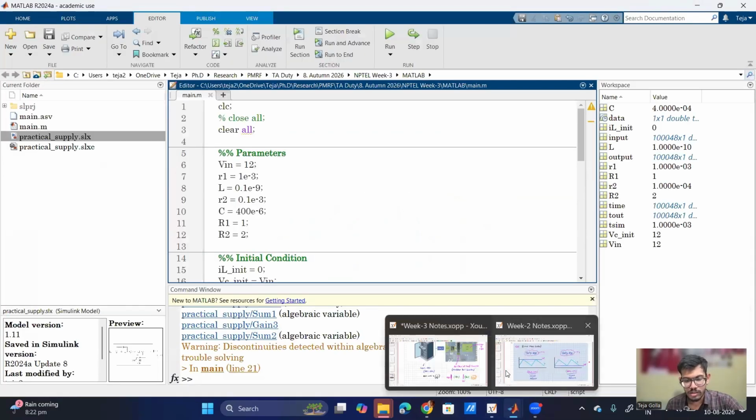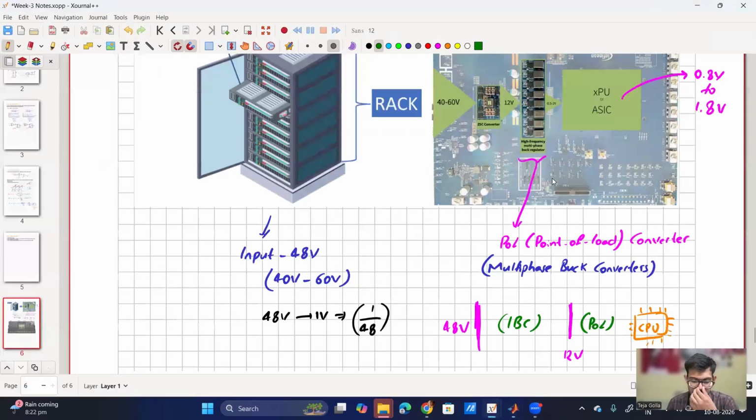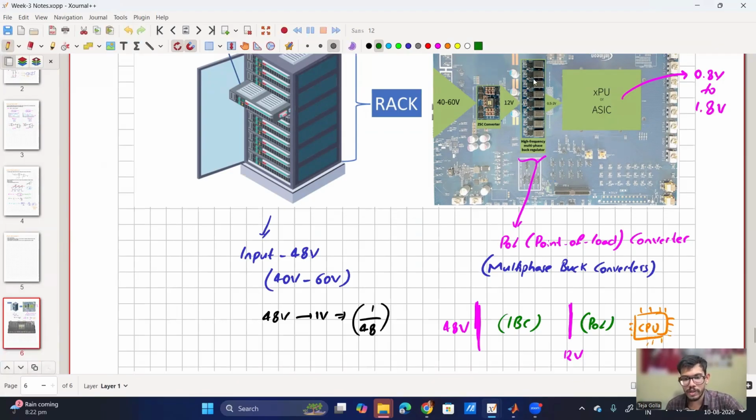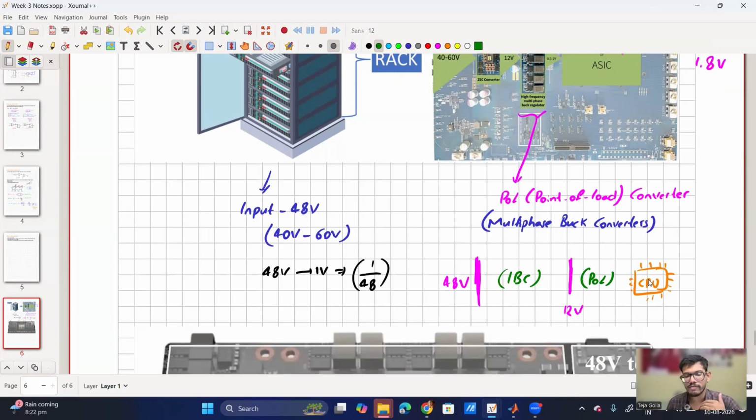So the faster the PoL supplies the power to the CPU, the faster the CPU can start working on it, and then MATLAB will run quickly. So overall, whatever this AI thing, everything that is going on, it is dependent upon this PoL, how fast it can give the power to the CPU so that the CPU can process. So my work is related to this PoL, the multi-phase buck converter, and I'm working on the control of the converter, how to control it so that the transient response will be faster.